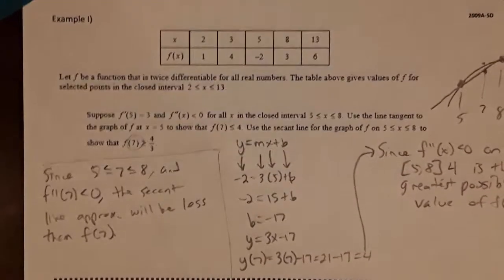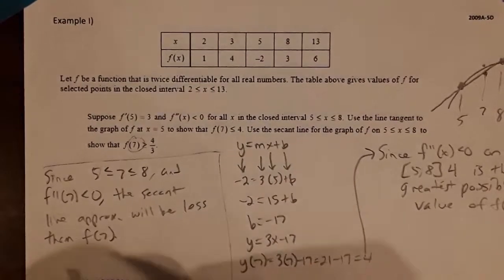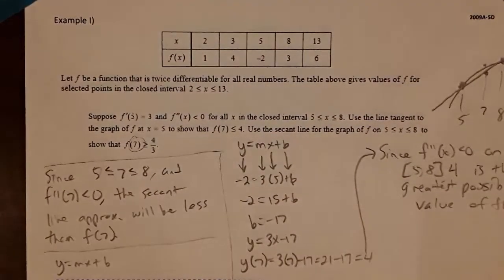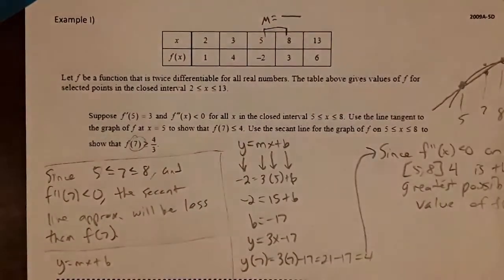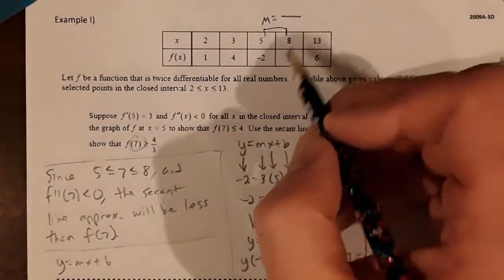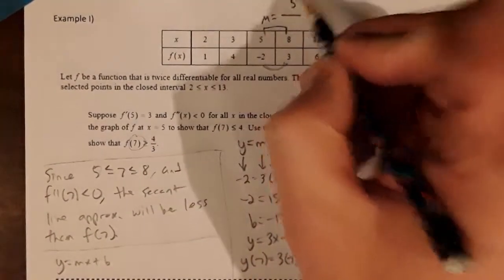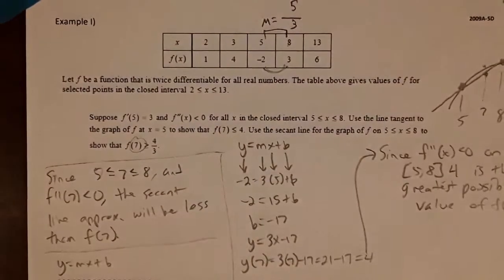Oops, I should make this so it's on the screen. There. So then we've got to get the actual secant line approximation. We need a slope, so between 5 and 8, slope is rise over run. Our rise, we can see we're rising 5 units from -2 to +3, and we're running 3 units from 5 to 8.